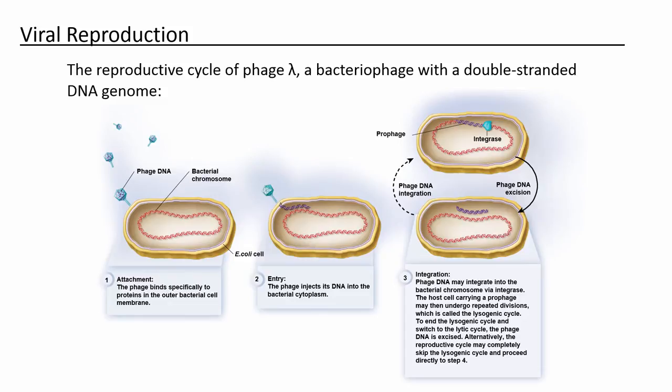So the first stage of the viral reproductive cycle is attachment. This attachment is the virus binding to the surface of a cell. So this is in general what happens: the virus binds to the surface of the cell.